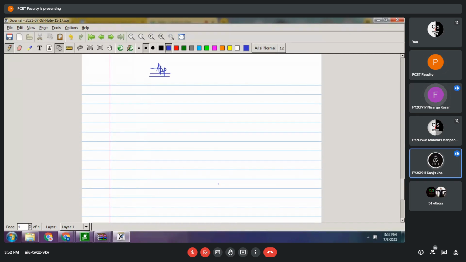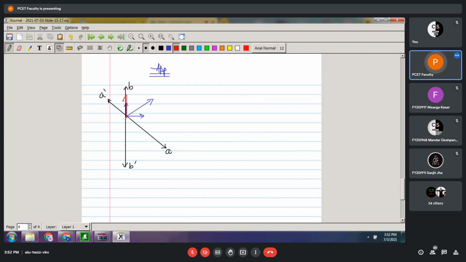Non-perpendicular resolution. Exactly. When some force is given and we don't want its resolution in perpendicular components, but instead it is asked to resolve the given force into two non-perpendicular axes, suppose A dash and B dash, then we know that this force will have one component along BB dash and one component along AA dash, which is non-perpendicular to each other.